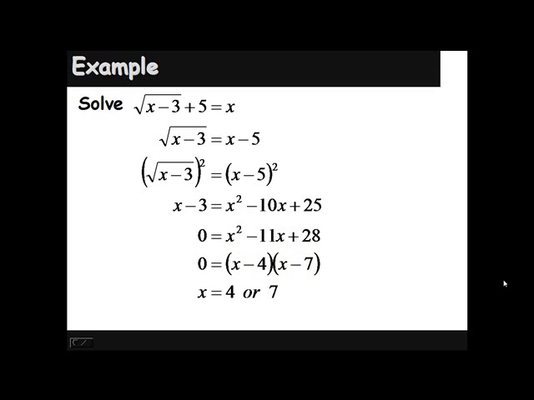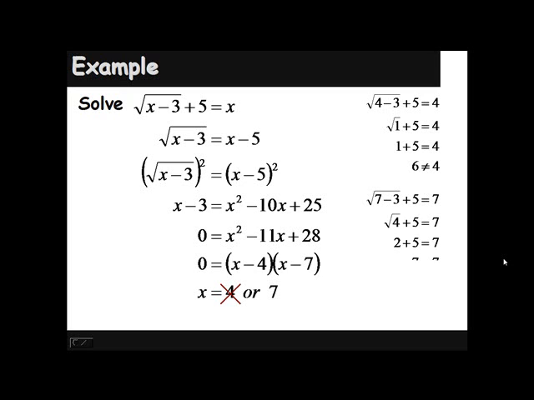And again, we need to check both solutions independently. So inserting the 4, I get 6 equals 4, which is not true, so that doesn't check. We need to reject the 4. It doesn't work, it's extraneous. It does work in this equation, but it does not work in the original equation, so it's got to be thrown out. Let's check the 7, plug the 7 in for all the x's and evaluate. We get 7 equals 7. That is true, therefore 7 is right and it can't be wrong.